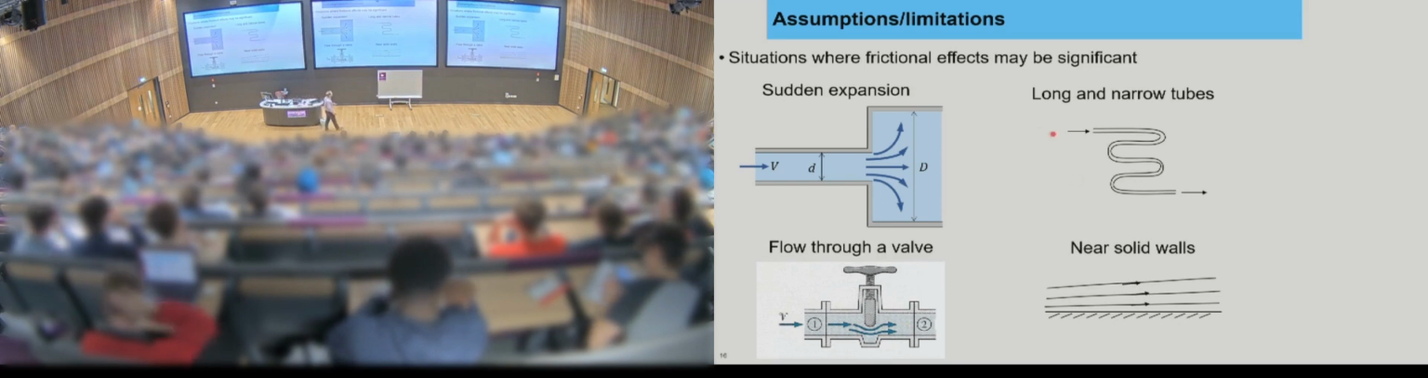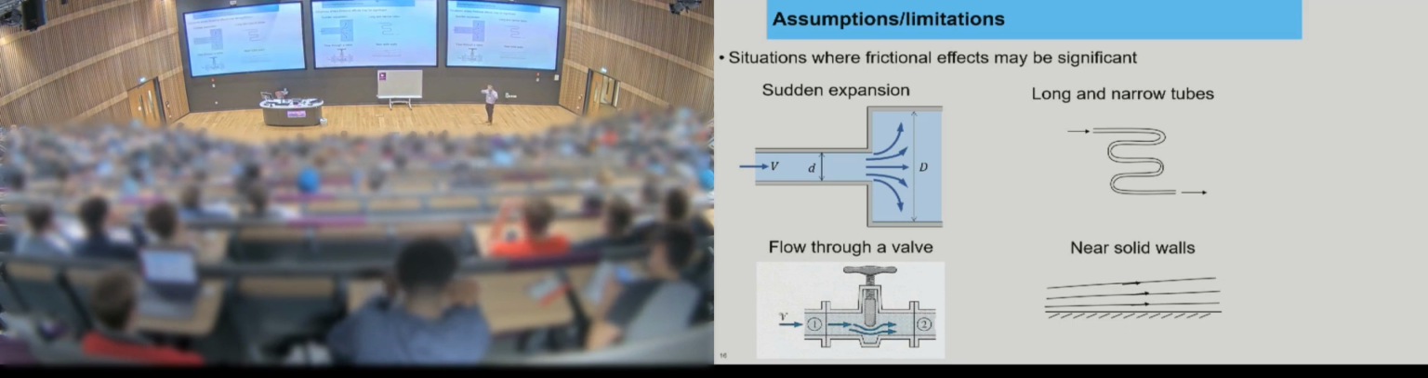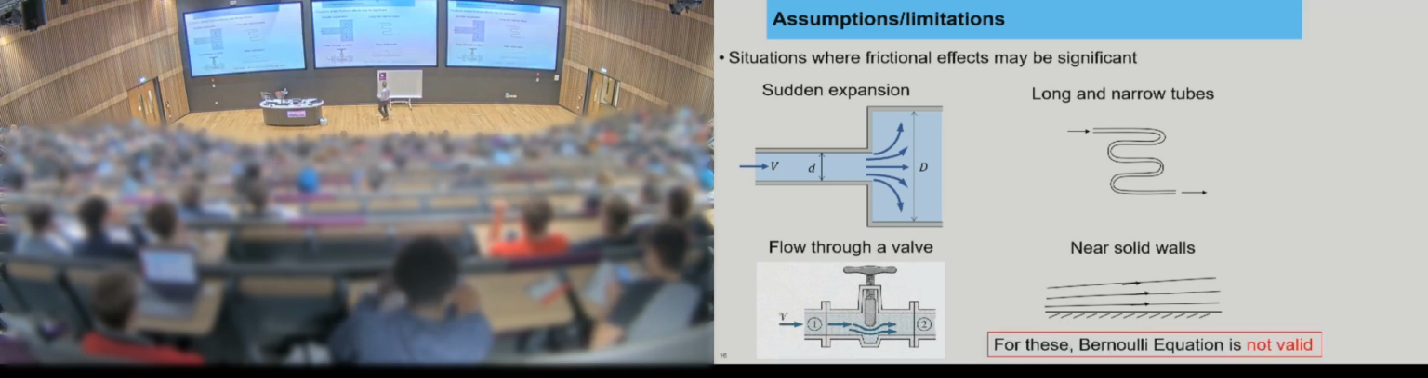And then finally, in the bottom right, we've got this case of flow near a solid wall. Okay, and you've got the flow as it's going past, and there is some friction effect there, and sometimes it can be important depending upon the surface. So if you've got something that's a very smooth surface, you can basically neglect friction. But if it's a lot of indentations and that sort of thing, then near solid walls it becomes important. Okay, so for these situations, Bernoulli is not valid.